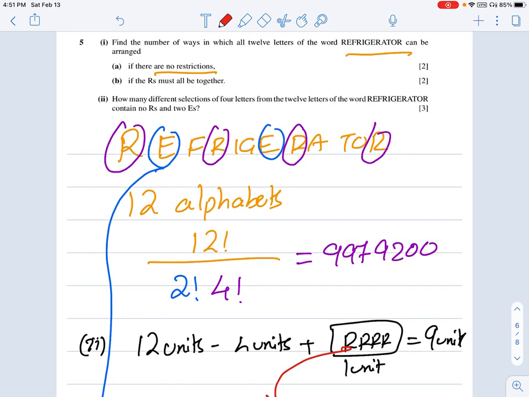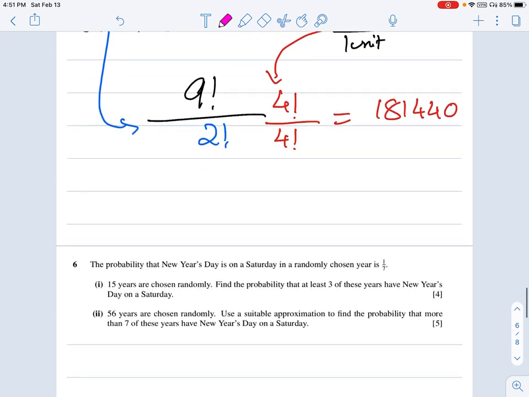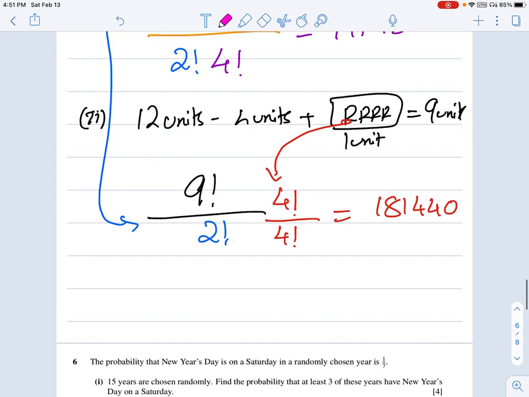How many different selections of 4 letters from the 12 letters can be done which contain no R's and 2 e's? So okay, third part. I need to select 4 in total from the word refrigerator. There should be no R's.